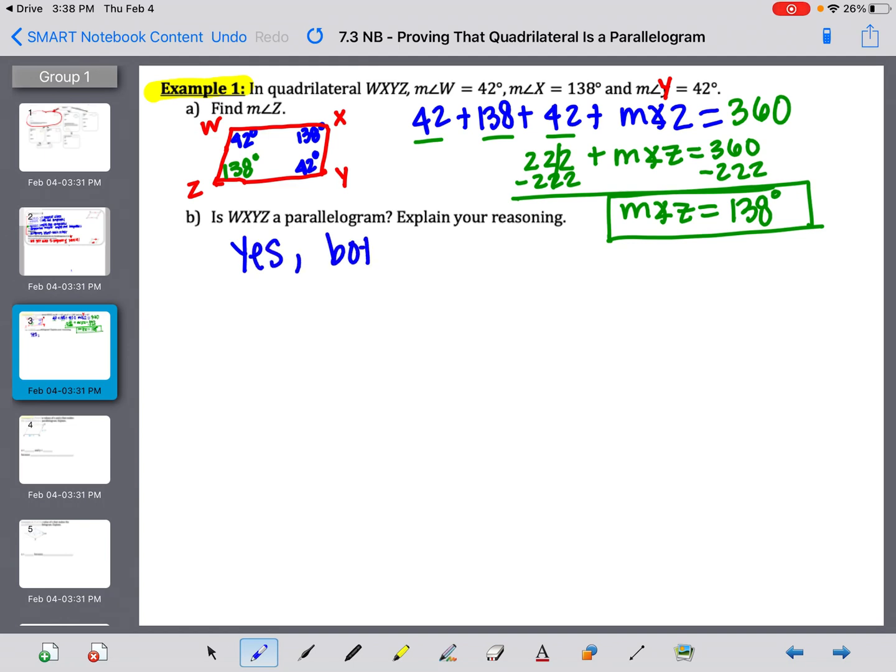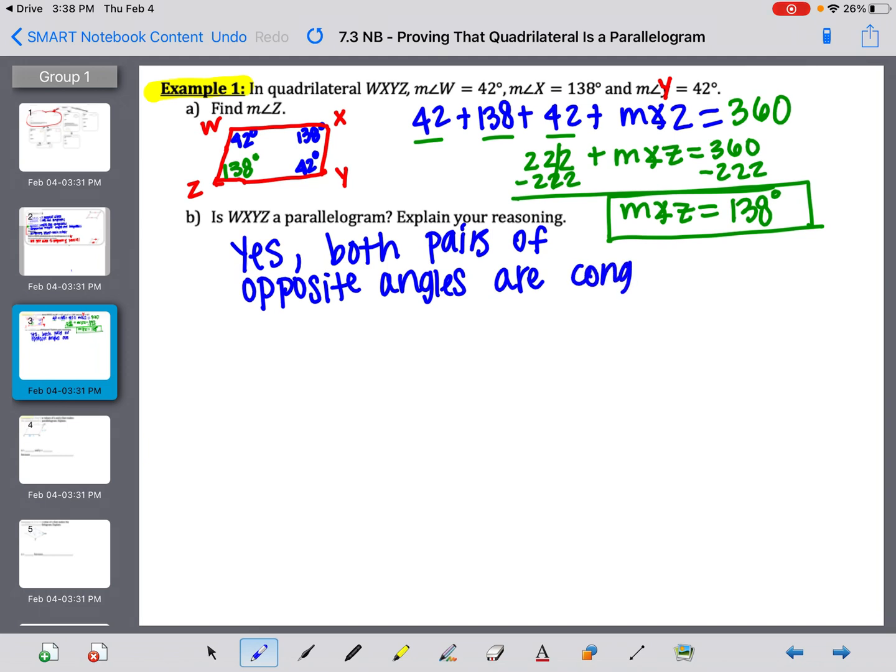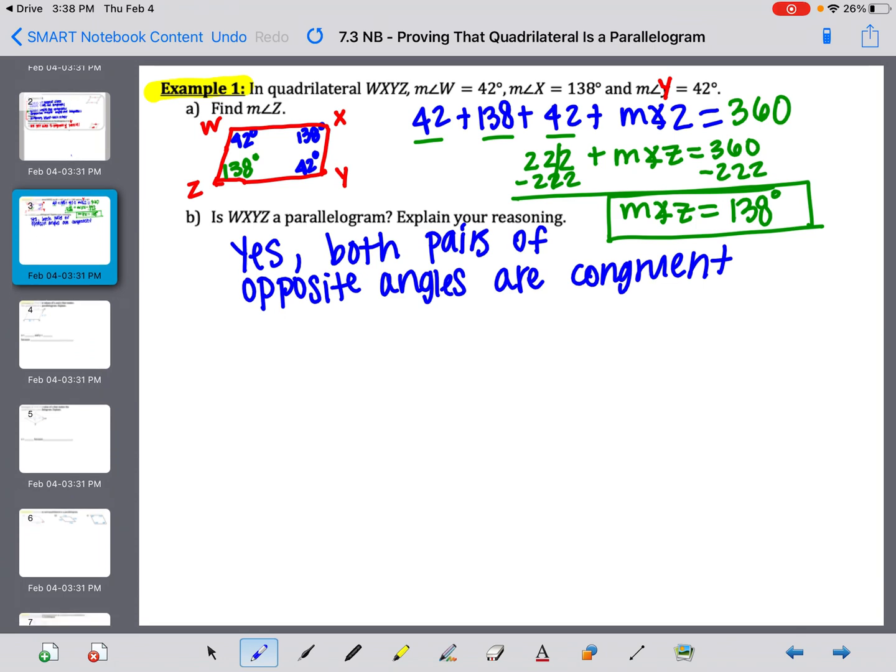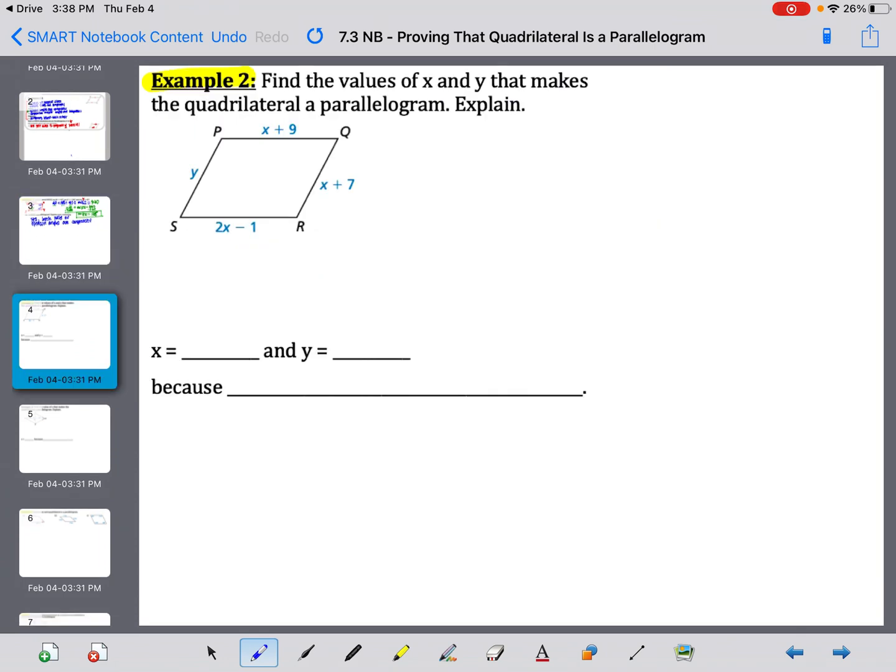So yes, both pairs of opposite angles are congruent. And once we've proven that it is a parallelogram, I can then conclude all those other properties about parallelograms are true. We don't really need to do that for this problem, but that's just something good to know. All right, looking down below at example 2, it says find the values of x and y that make the quadrilateral a parallelogram.